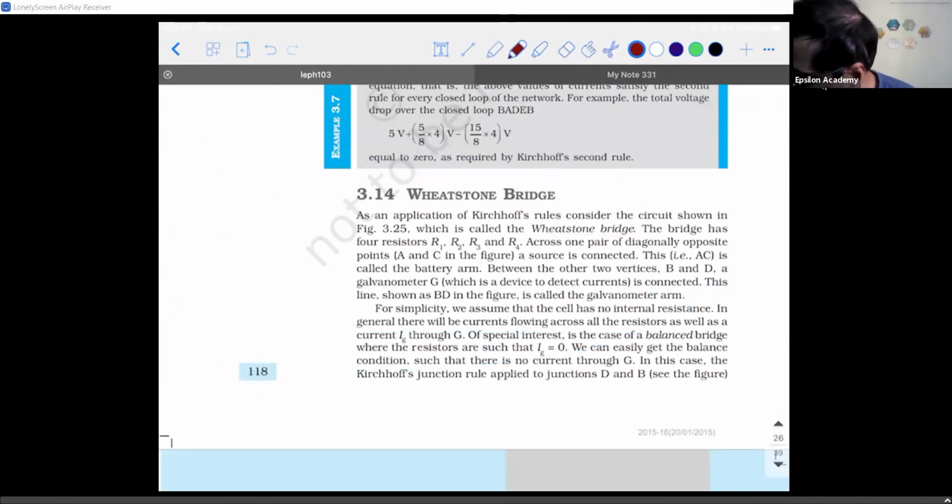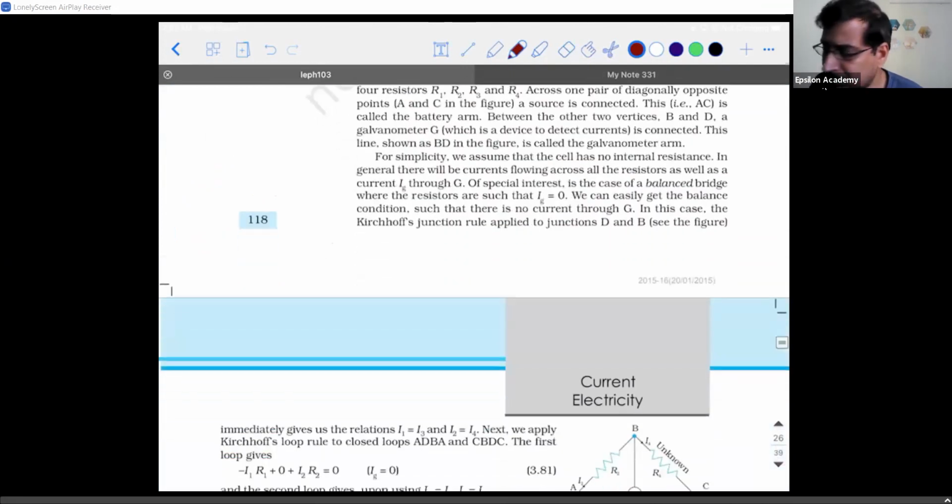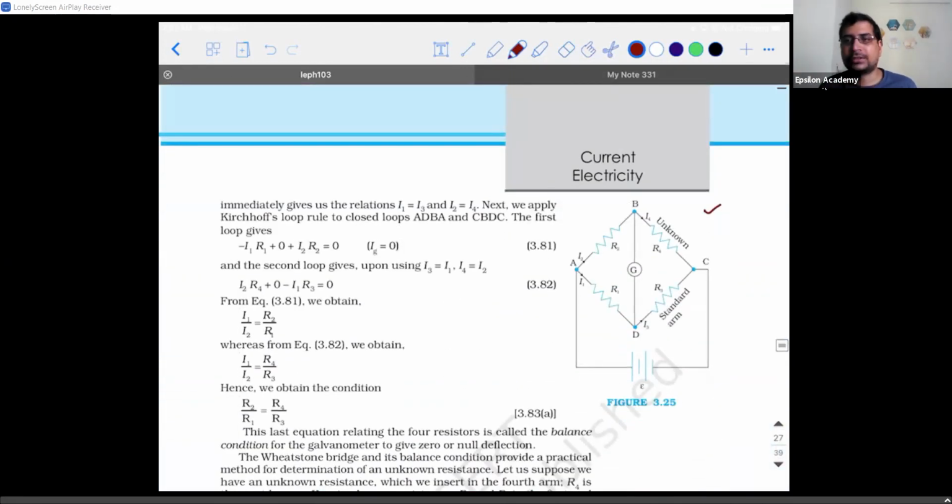So, as I told you, Wheatstone bridge is an application of Kirchhoff's rules or laws. So what exactly does this bridge mean? If I consider a circuit like shown in the figure, where I have 4 resistors, out of which 3 resistance values are known to us and 1 is unknown. If you take those 4 resistors and connect them in the form of a quadrilateral, you'll find 2 diagonals, okay?